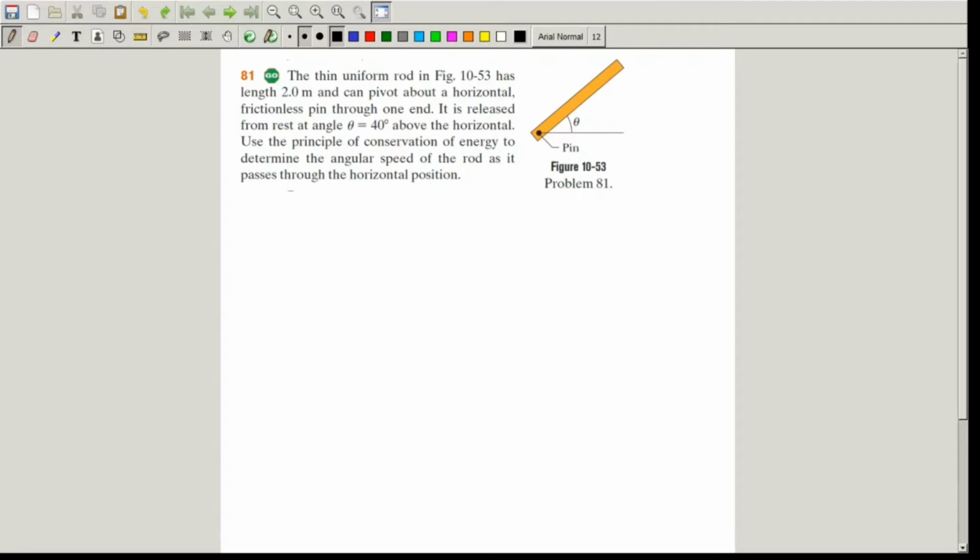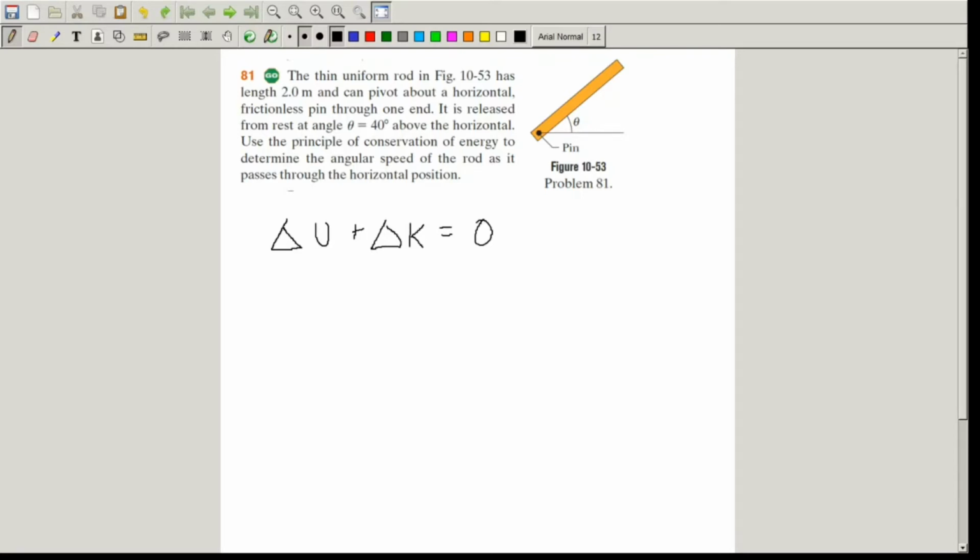The first thing we're going to want to do is to write out our conservation of energy equation. So that's change in potential energy plus the change in kinetic energy is equal to 0. And the reason we can use this equation is that there are no non-conservative forces in this situation. The pin here is frictionless, and the only force on the rod is going to be gravity.